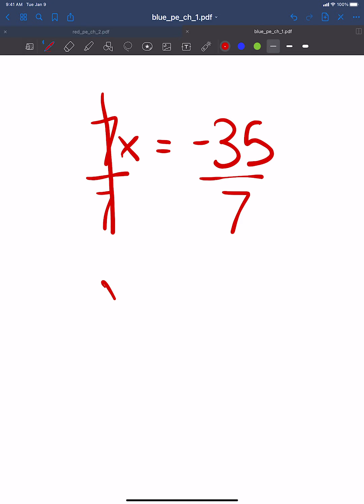1x is the same thing as just x. So is x by itself? Yes, that's what we want. Negative 35 divided by 7, that is 5, and we keep the negative because an odd number of negatives in division and multiplication is still a negative. And that's your answer.